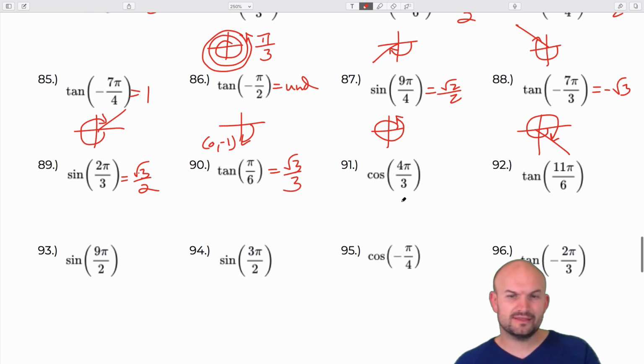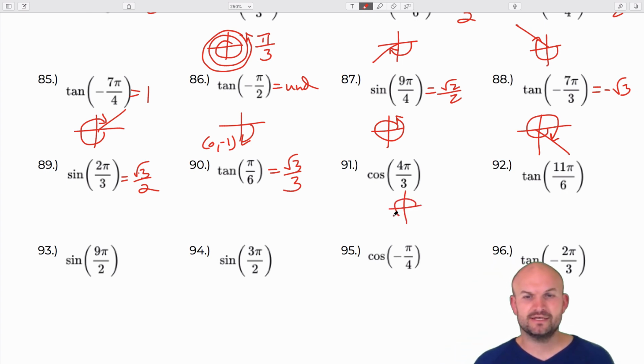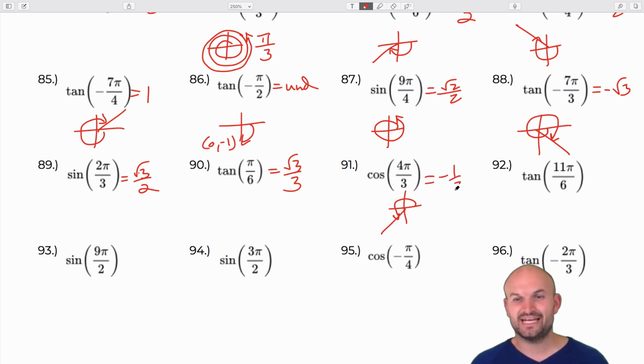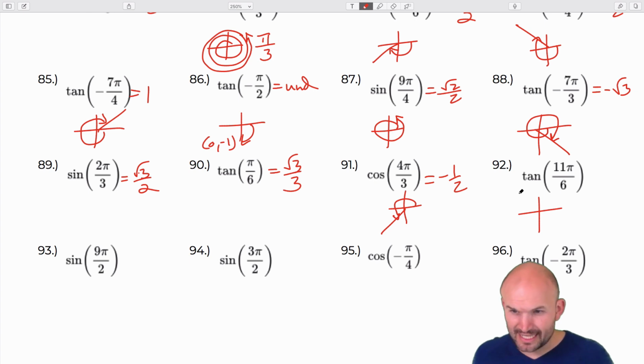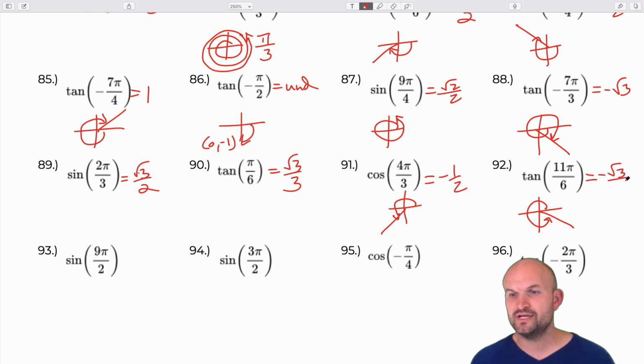Cosine of 4 pi over 3, that is going to be an angle that is in the third quadrant with a reference angle of pi over 3. So the cosine of pi over 3 is going to equal 1/2, but since it's in the third quadrant, that's a negative 1/2. 11 pi over 6 is, let's see, 11 pi over 6 is almost all the way around. That is in our lovely fourth quadrant with a reference angle of pi over 6 and negative since it's in the fourth quadrant. So that's a negative square root of 3 over 3.